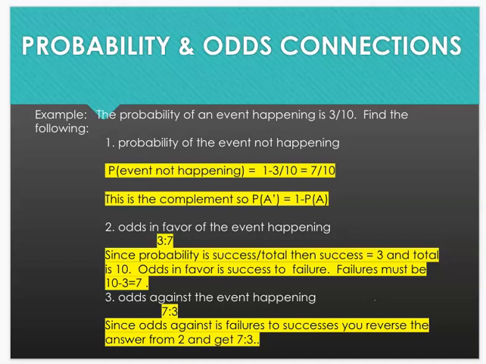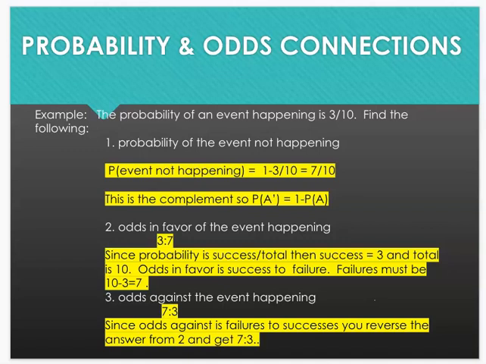This is how you calculate it. Since probability is a formula of successes to total, which in this case, 3 is the success and the total is 10, then odds in favor, remember, is successes to failures. So the 3 stays in the front, where it was on the top previously. And then to find the failures, we would take the total, which is 10, subtract off the 3 successes, and find the 7 failures. So the odds in favor of the event happening are 3 to 7.